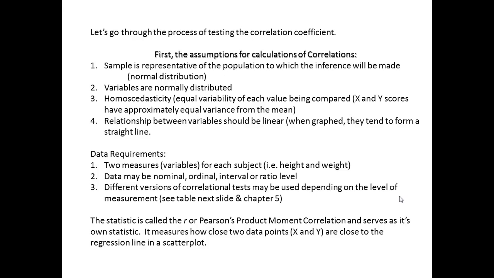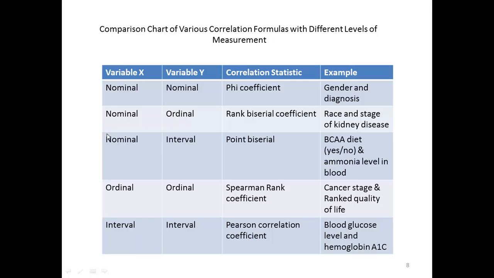For continuous data, we use the Pearson product R. But let's say that I wanted to compare nominal level data to interval level data. I would use point biserial. Going back to our earlier examples, we could see if patients who were on a branched chain amino diet, and that would be yes or no, nominal level, was correlated to ammonia levels in their blood, and that would be interval level data, and so we'd use a point biserial statistic.